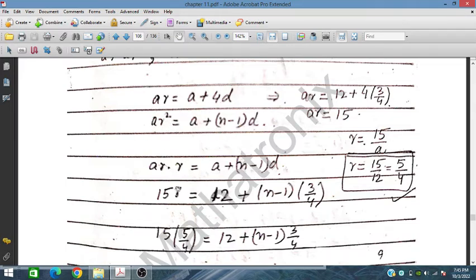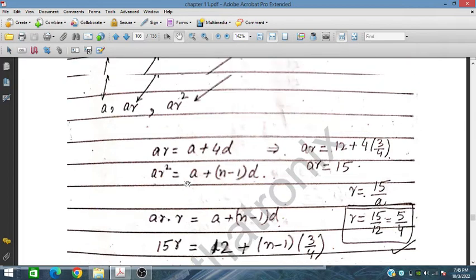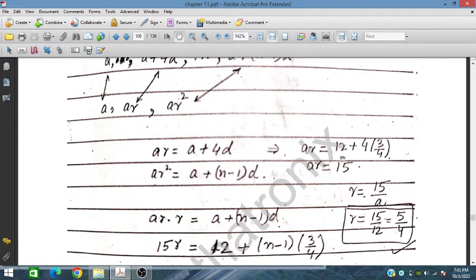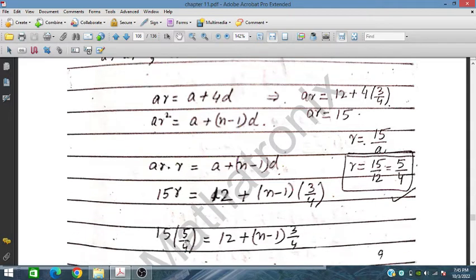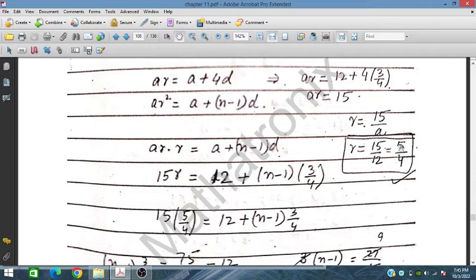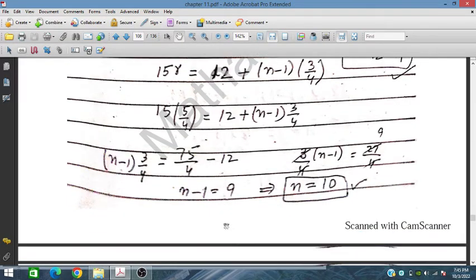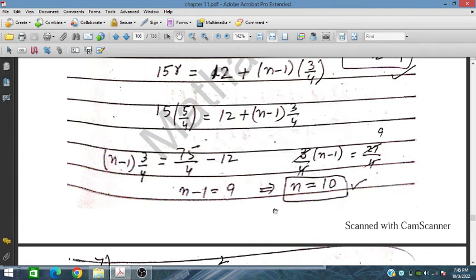So for this part we have solved it, and now we will substitute this value of r in this equation. This is 15, this is r, so ar is 15, and we can place it here, and this is r, we have placed it. The value of r is equal to 5 by 4, so this is 12, this is n minus 1. So we have to simplify, and we have eventually obtained n is equal to 10. That was our required value.